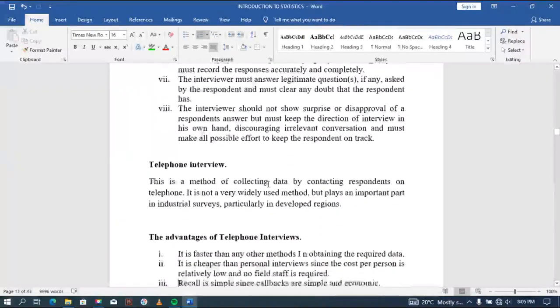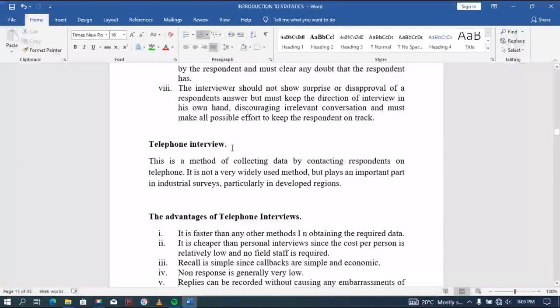Then we want to look at another form of interview, that is a telephone interview. When it comes to a telephone interview, this is where an interviewer engages an interviewee via a phone. So this is a method of collecting data by contacting respondents on telephone. It is not a very widely used method, but plays an important part in industrial surveys, particularly in developed regions.